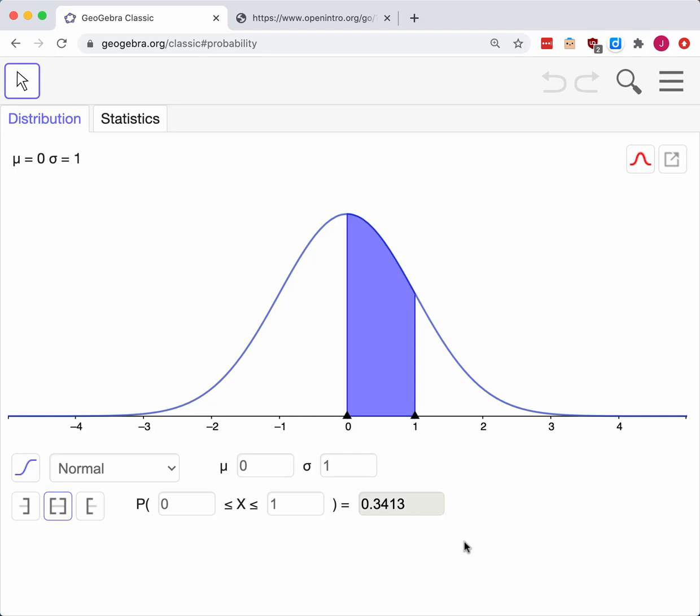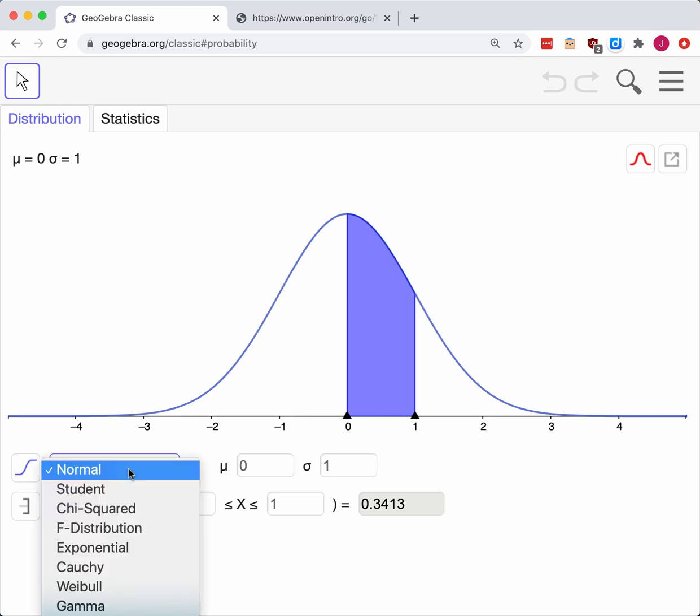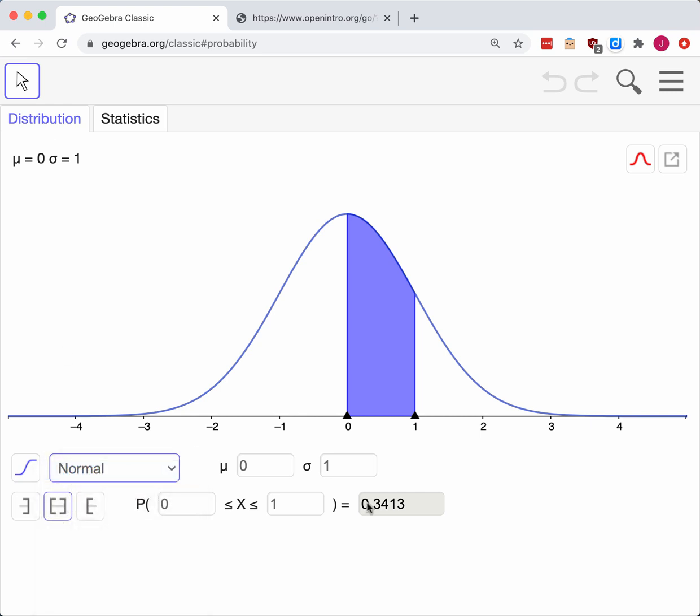In this video, I'll show you how to use GeoGebra to find critical values for any of your hypothesis tests or confidence intervals. So first, let's go to geogebra.org/classic#probability. We'll go to the distribution tab and choose the normal distribution. First, we're going to keep the mean as 0 and the standard deviation of 1.